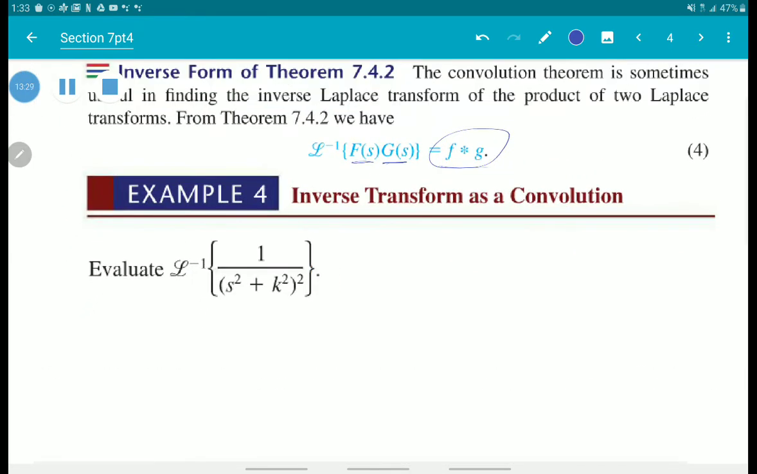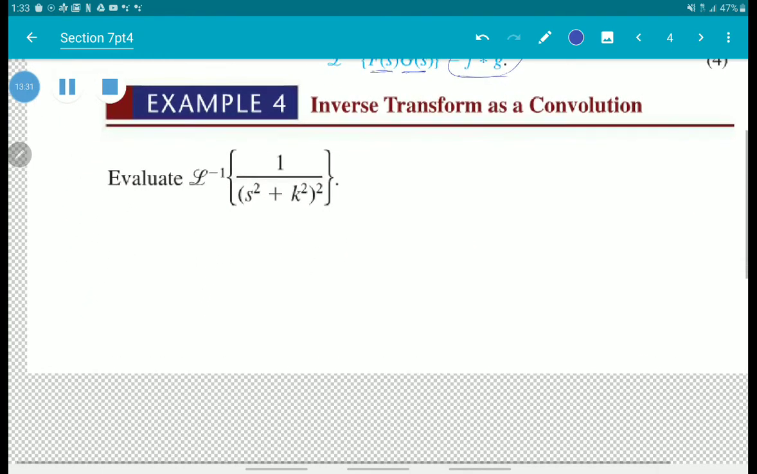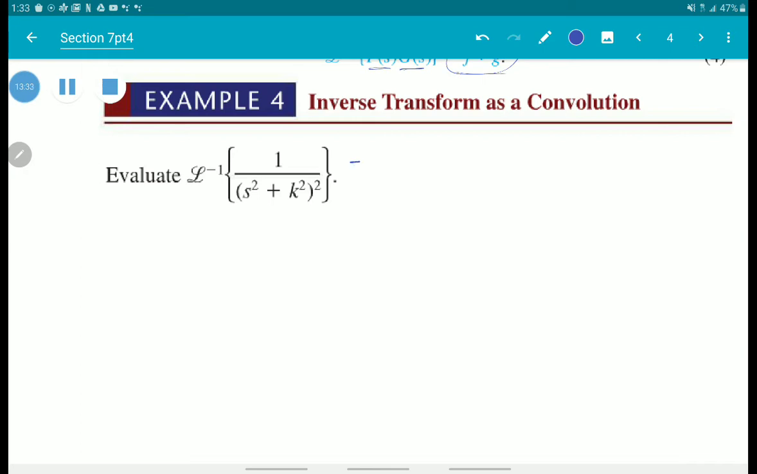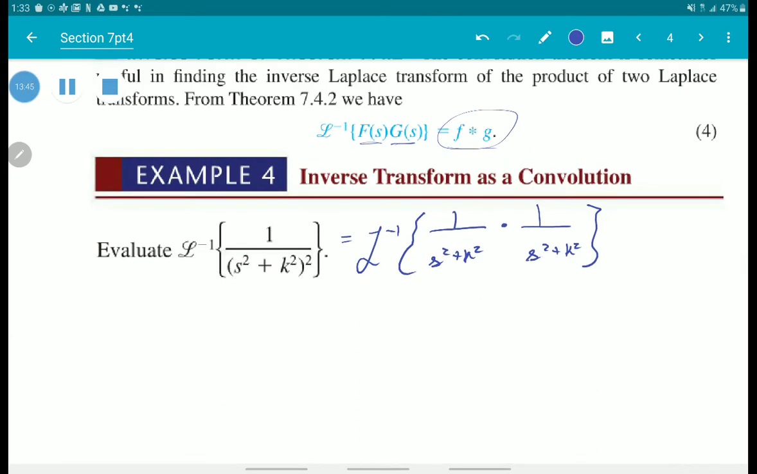So let's look at an example. Let's look at this one. We could think about this in terms of 1 over s squared plus k squared times 1 over s squared plus k squared. So we could think about this as our capital F of s multiplied by capital G of s.